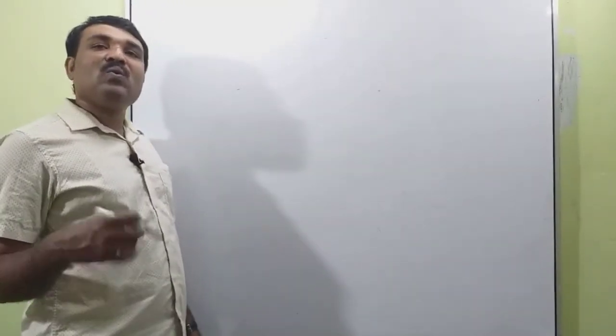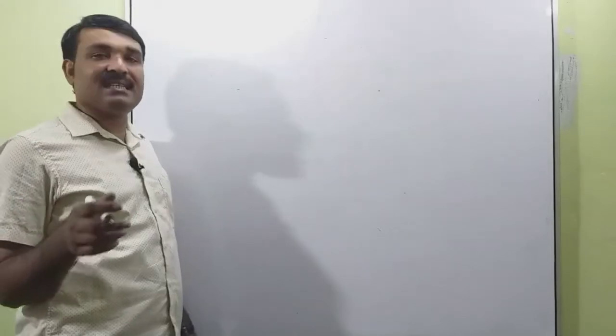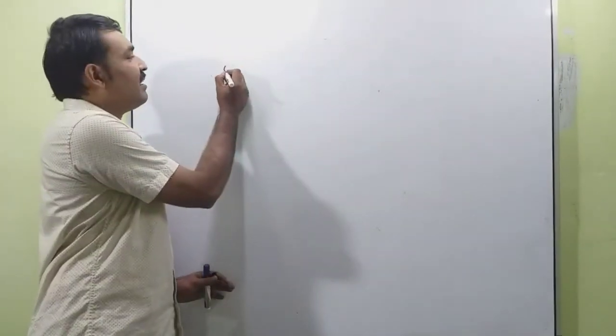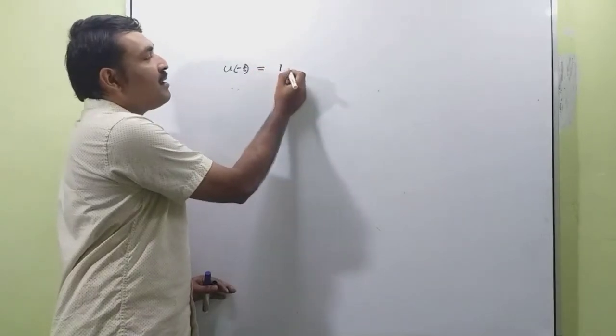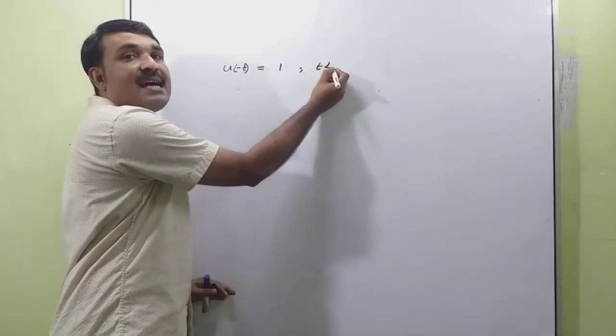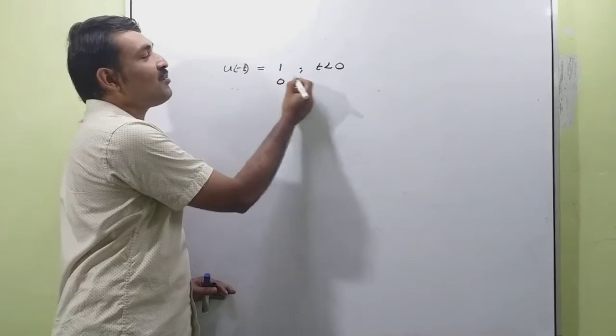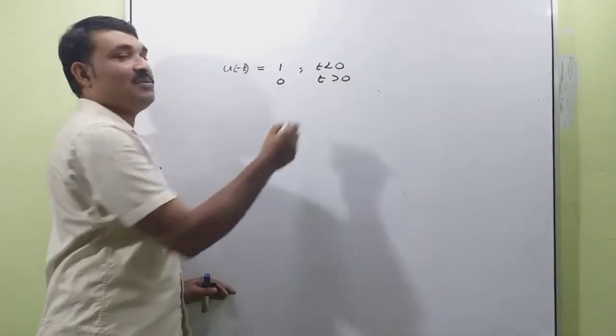Now, what about u of minus t? We can write u of minus t is equal to 1 for t less than 0, and equal to 0 for t greater than 0.